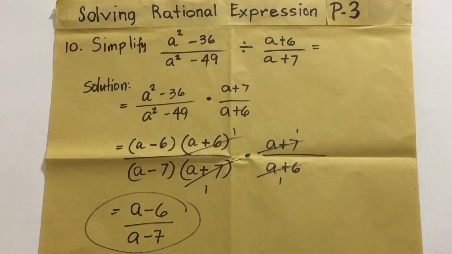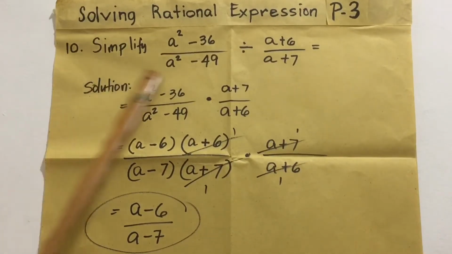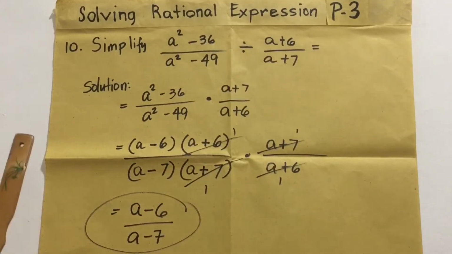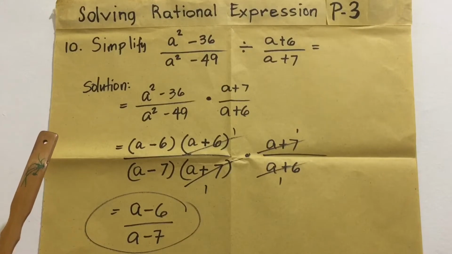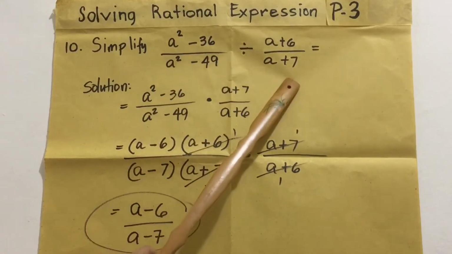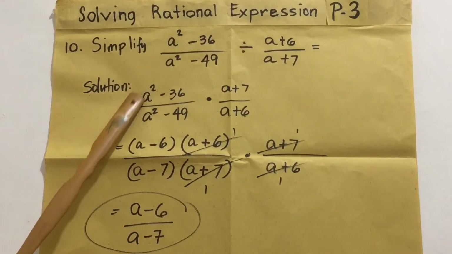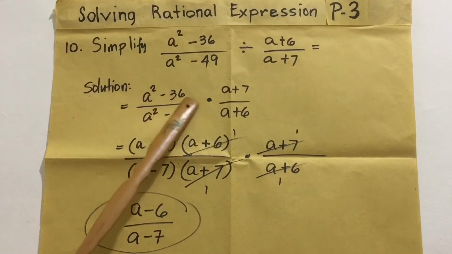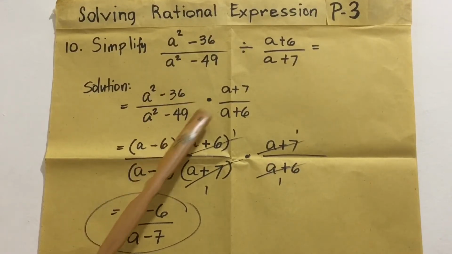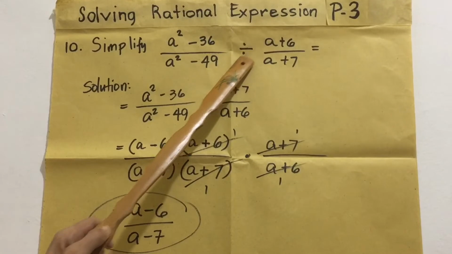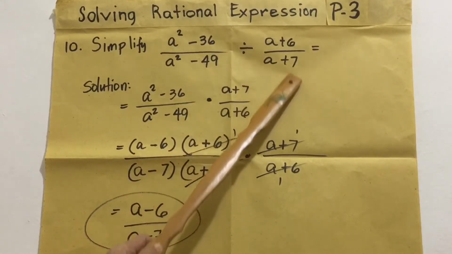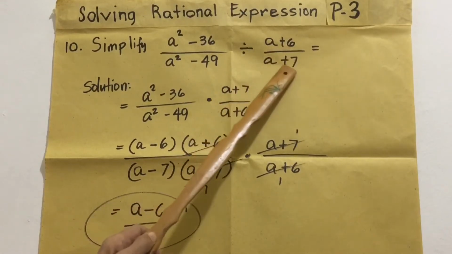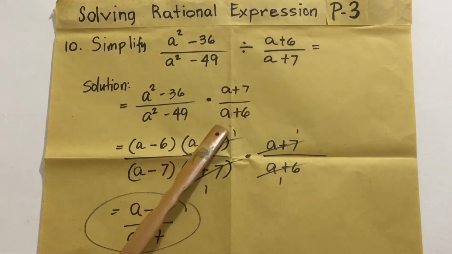To simplify, our plan is to find the quotient because the given is division. To find the quotient of this given rational expression, we're going to copy first the first rational expression, a squared minus 36 over a squared minus 49. Then the division symbol changes to multiplication, and we're going to apply the reciprocal method. So the reciprocal of a plus 6 over a plus 7 is a plus 7 over a plus 6.